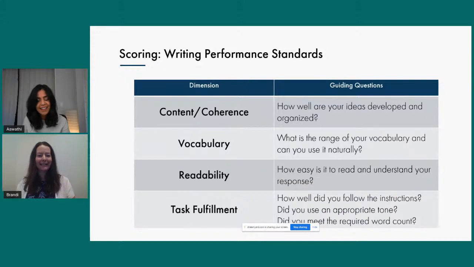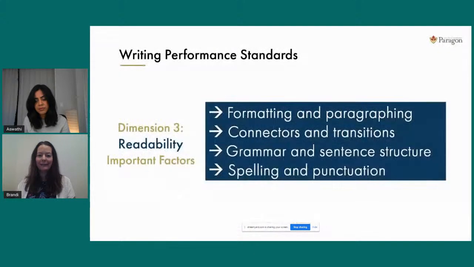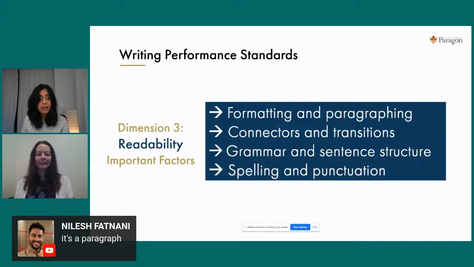All right, so looking at these 4 options, if your eyes are landing on the 3rd item down, this is the readability factor. So let's blow that up into greater detail. These 4 items are more detailed descriptions of what raters are looking for when they read over your work. So Nilesh has a suggestion here.